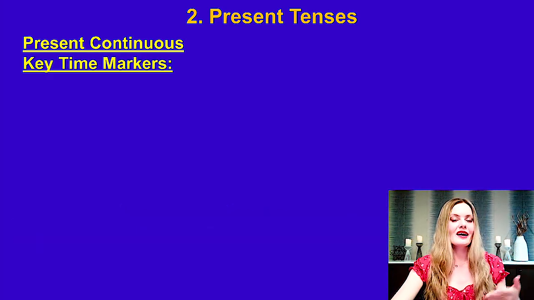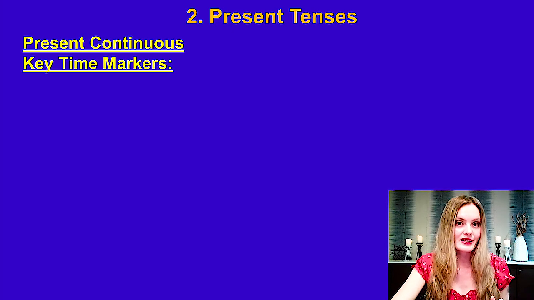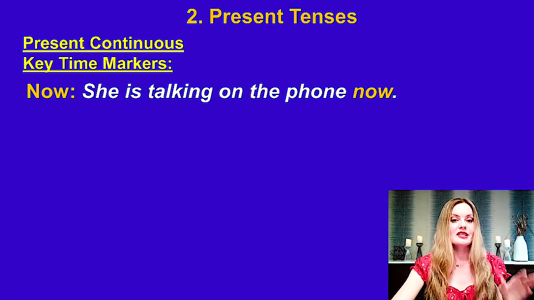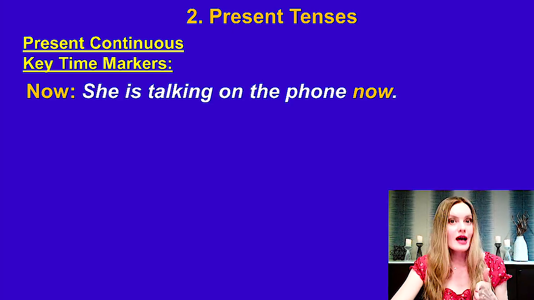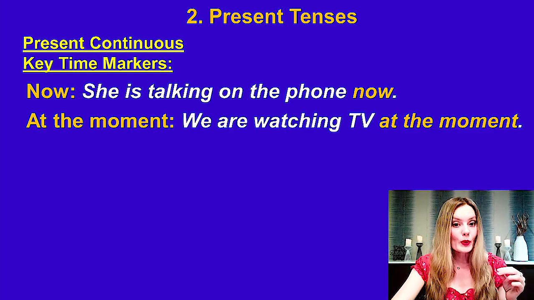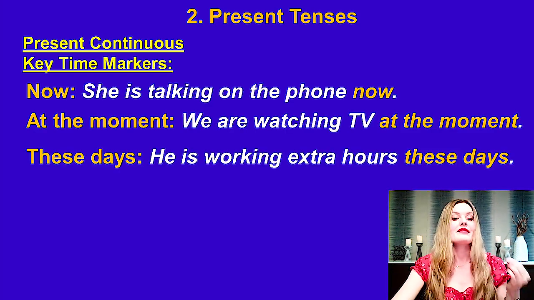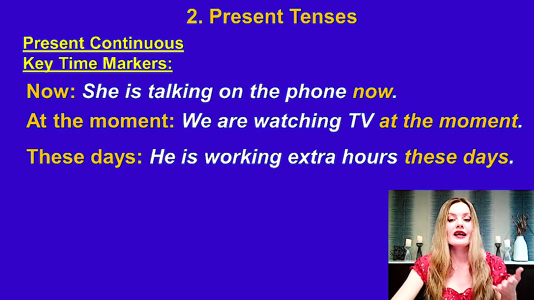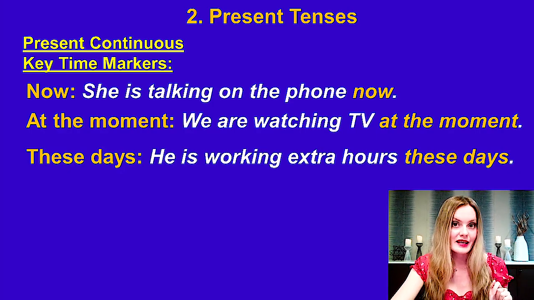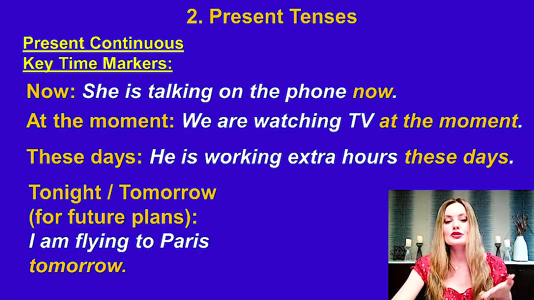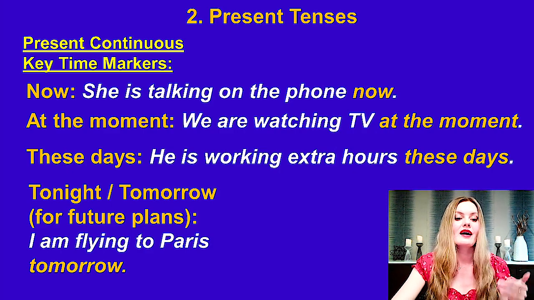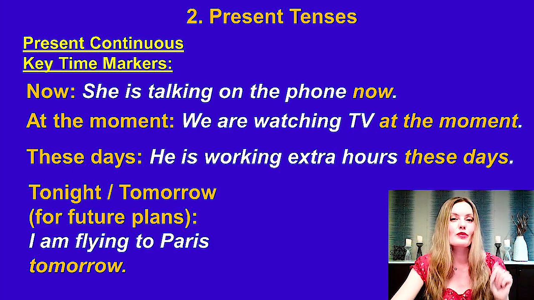Now, key time markers for present continuous. Now: she's talking on the phone now. At the moment: we are watching TV at the moment. These days: he is working extra hours these days. Tonight or tomorrow for future plans: I am flying to Paris tomorrow.